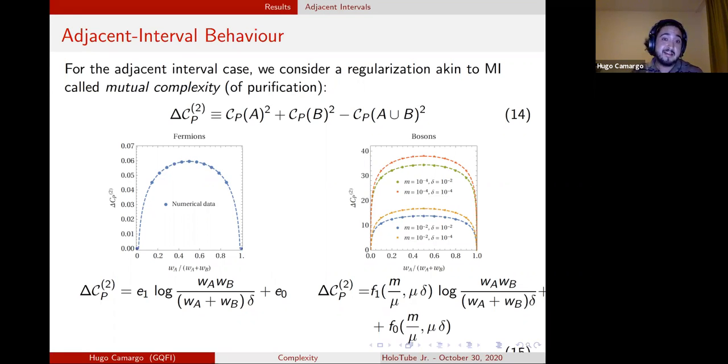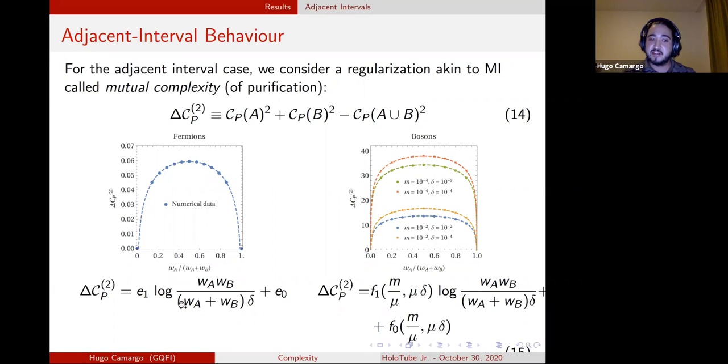People who are familiar with the behavior of mutual information for adjacent intervals in the vacuum will realize that the behavior is strikingly similar in both cases, for the fermions and for the bosons. And in this case, one also recognizes the divergent structure of complexity of purification in this setup. Once again, one sees the same coefficients that appeared before. First of all, the linear term disappears, which is something one should expect just by considering this combination.